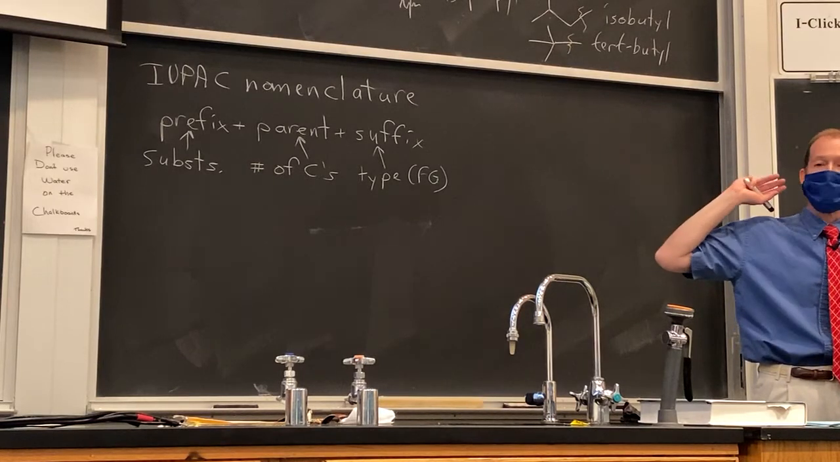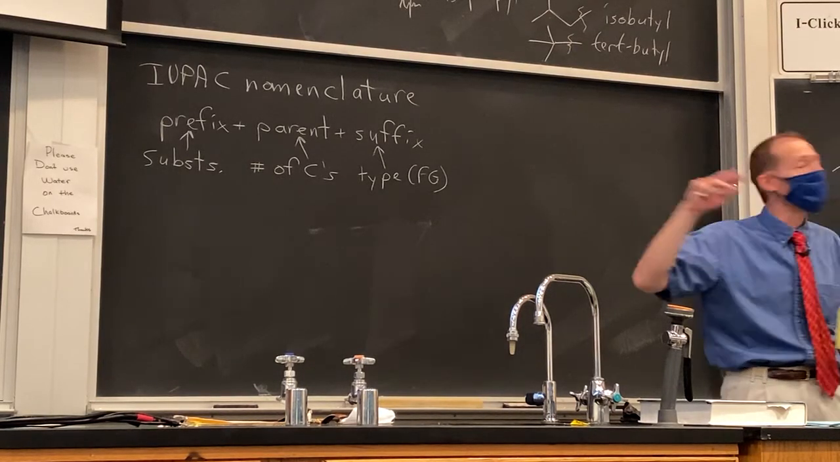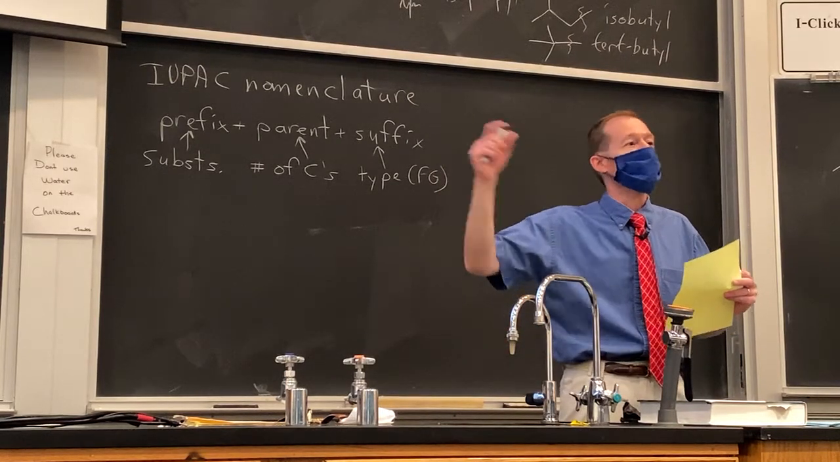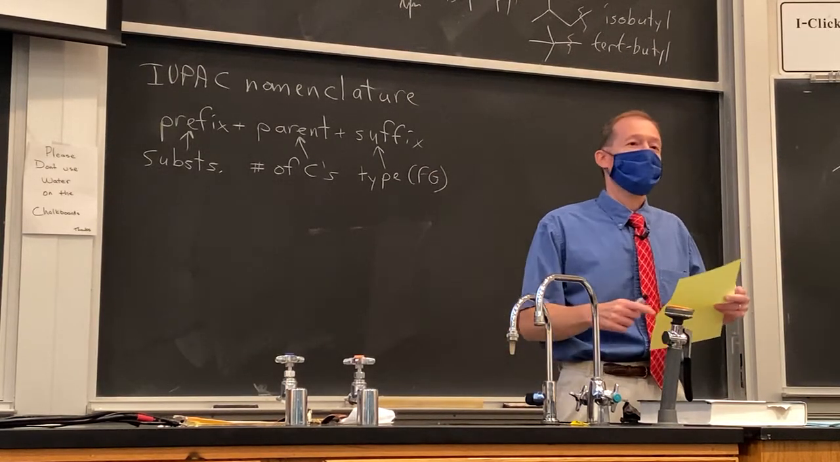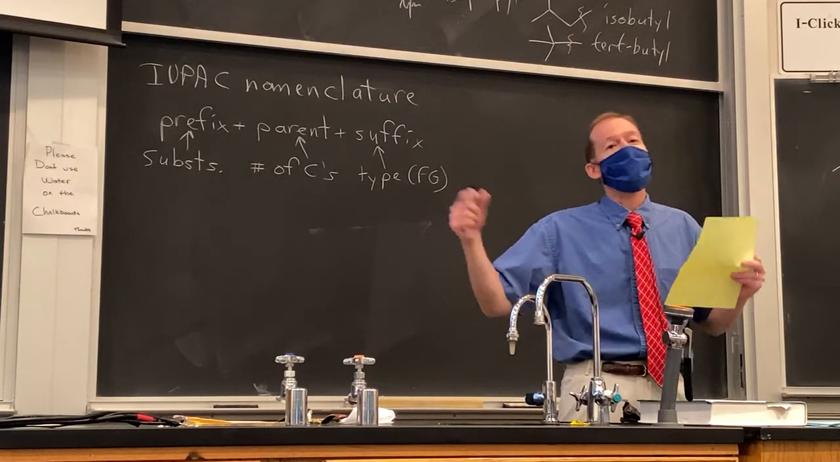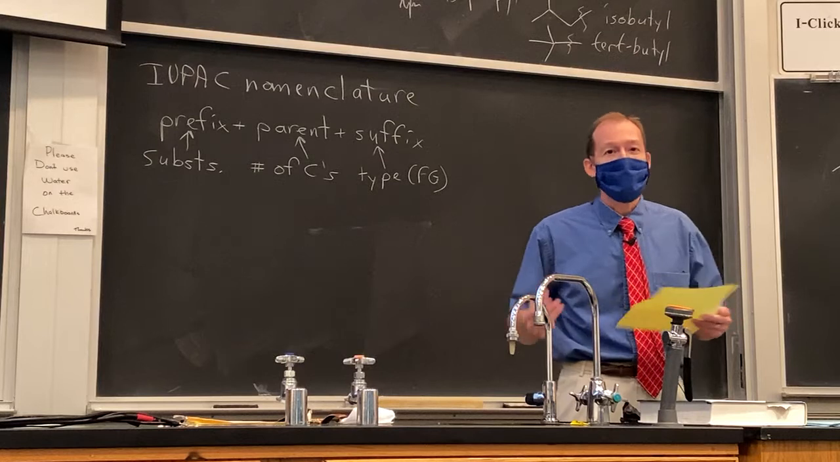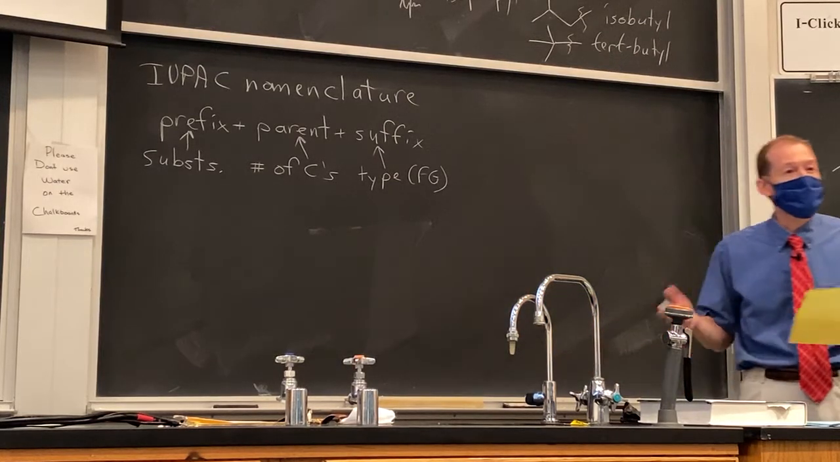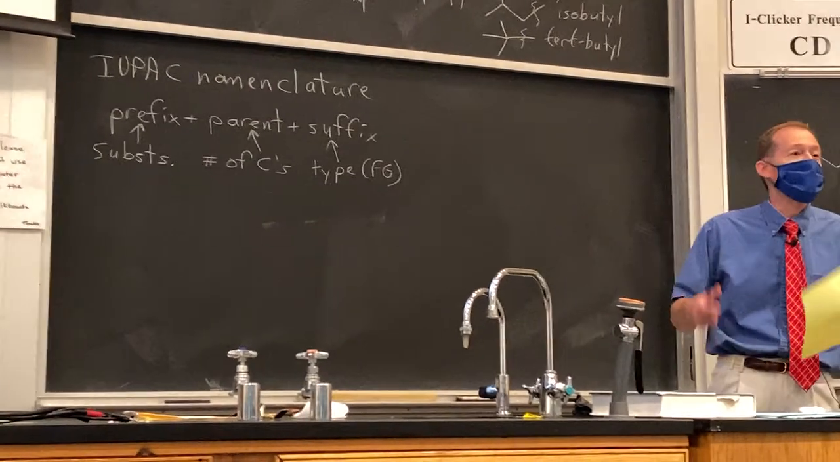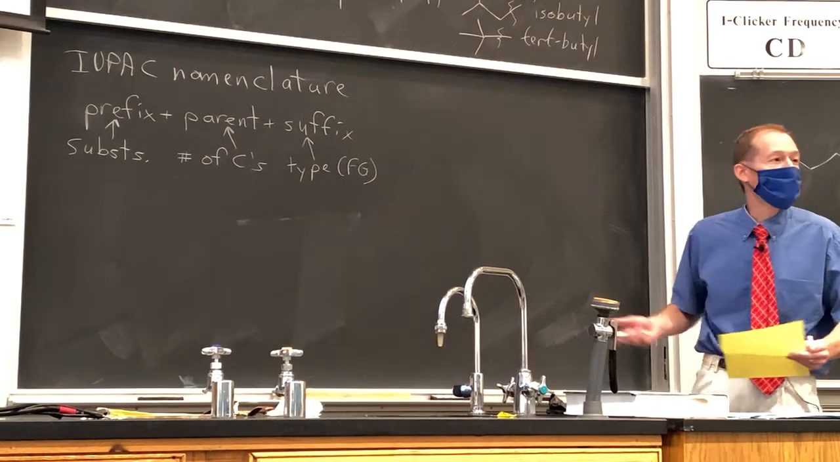Later on in the book, not in chapter 4, but in other chapters, we'll learn how to name compounds with OH groups. They'll end in "-ol" for alcohol. Compounds with double bonds will end in "-ene" for alkene, and so forth. So there will be different suffixes later on in the class. In this chapter, the only suffix we'll have will be "ane." Okay? So, three parts to a name.